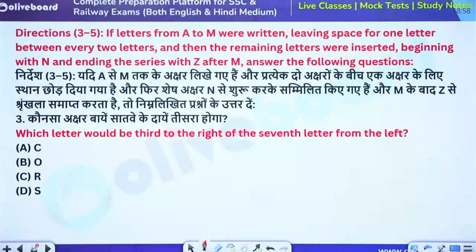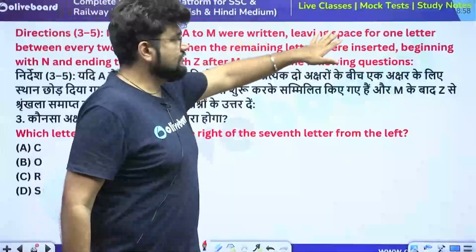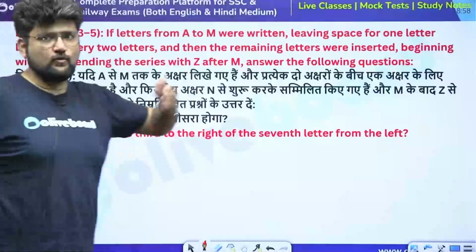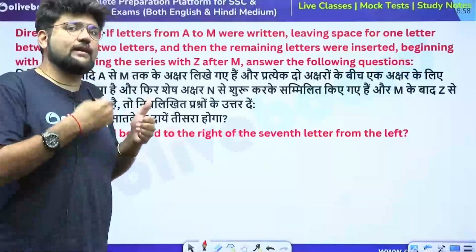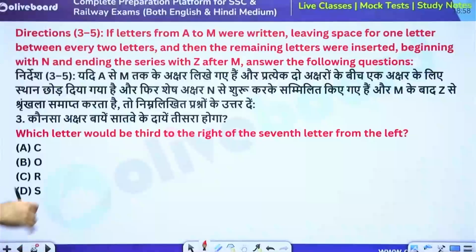So let's create the series first. The question is saying if the letters from A to M were written, leaving space for one letter between every two letters. So I am writing from A to M continuously, consecutively, but I am just leaving a space to write one extra letter between them. Okay, so let's do that first.